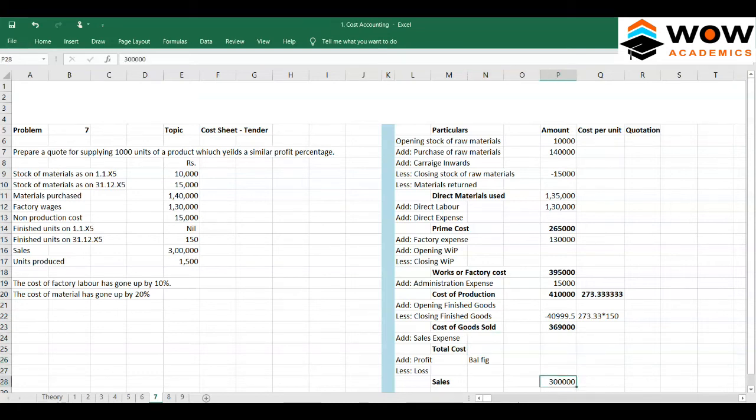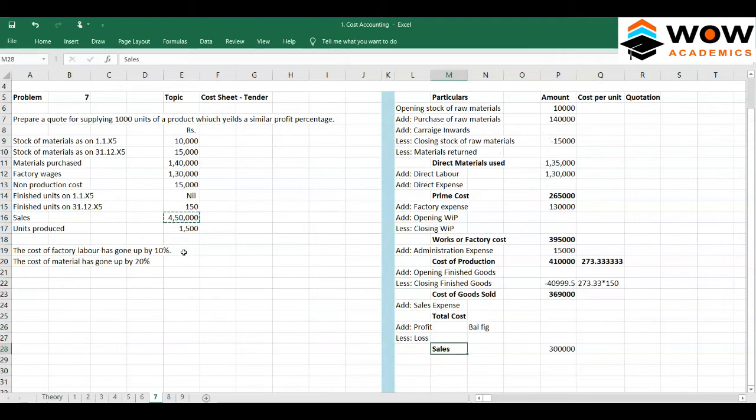Somewhere I think it comes to a problem. Better we'll amend this number a little bit. We'll put it as 4,50,000, because we need to have a profit. I think there should have been some typing mistake. So let's see, what's the difference between this and this? It's 81,000. Now we know exactly what the cost sheet for this is.